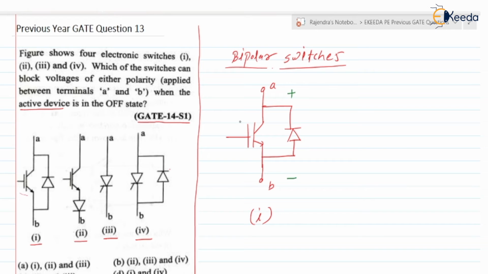So if you check, if this is in the off state, whether the current will flow through the IGBT? No, the IGBT will block the voltage. Current is zero means what? The IGBT is blocking the voltage.